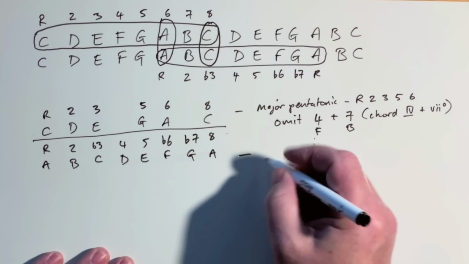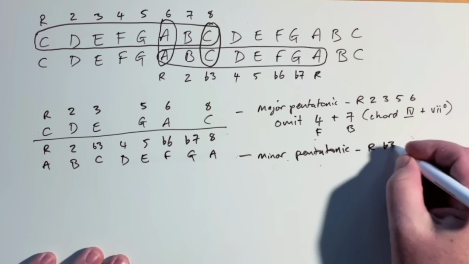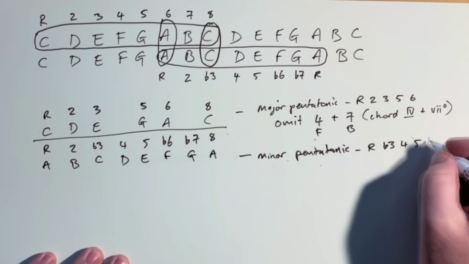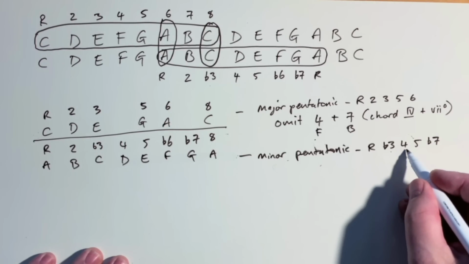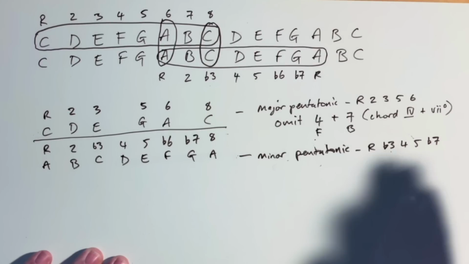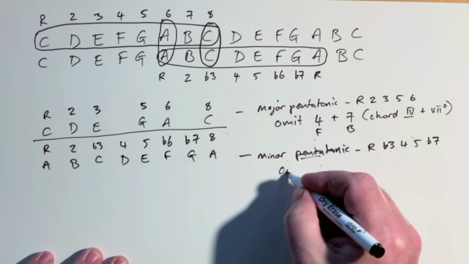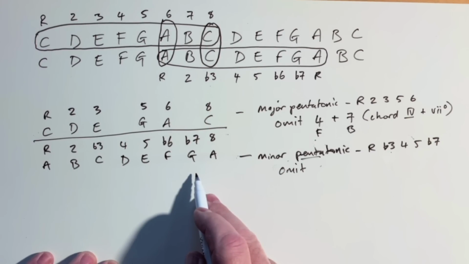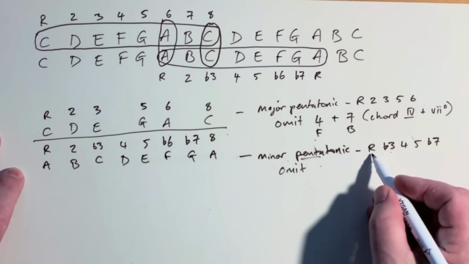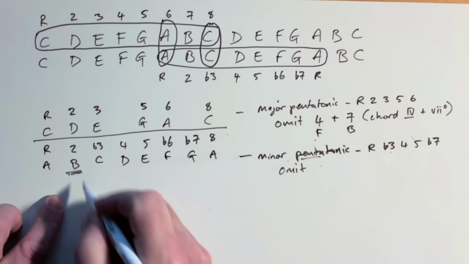The formula, I'll write this down here again, for the minor pentatonic is root, flat third, fourth, fifth, flat seven. And as you can see, that means we have 1, 2, 3, 4, 5 notes there. That makes sense because this is a pentatonic scale. That means we have to omit 2 notes from this 7-note diatonic scale here. The minor scale is a diatonic scale as well. So we can see we've got the root. When we jump to the flat third, that means we have to get rid of this B here.